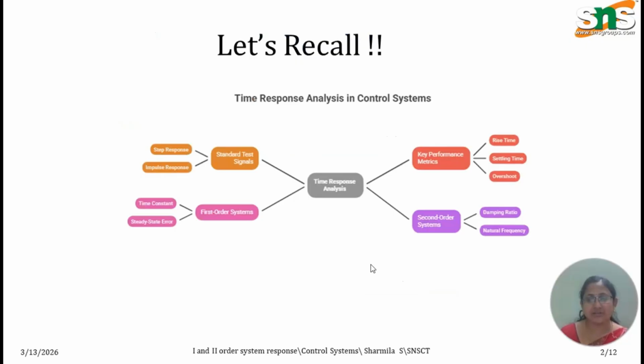So let's recall the last class topic, that is time response analysis in control systems. In that topic, we discussed the transient response and steady state response of the system, and the time response analysis with various time specifications and parameters.